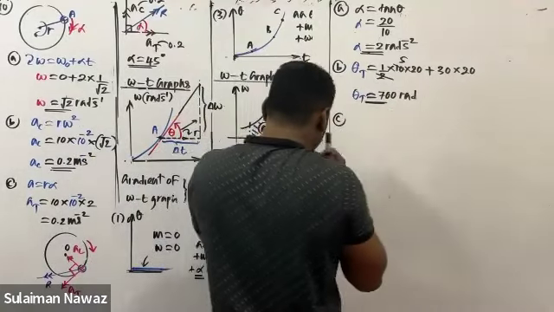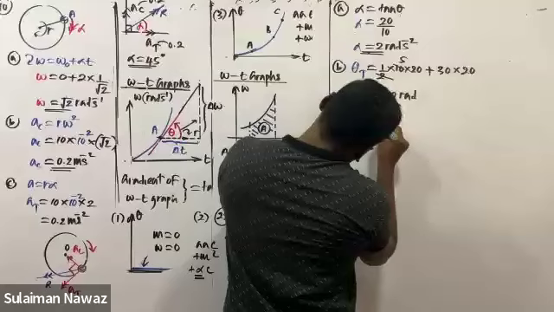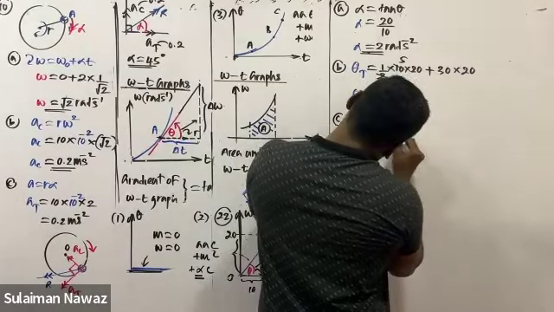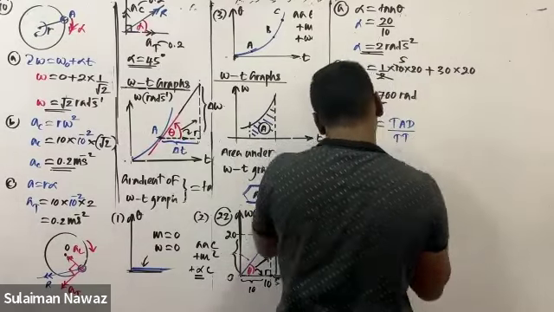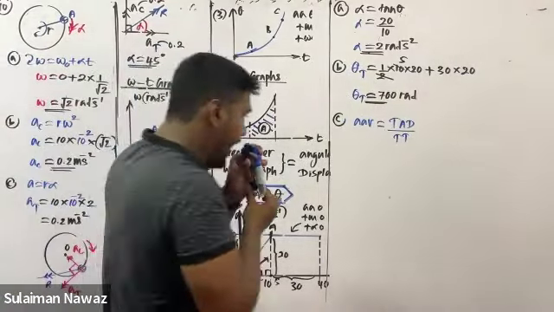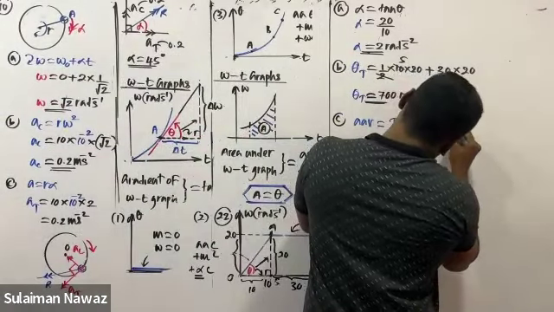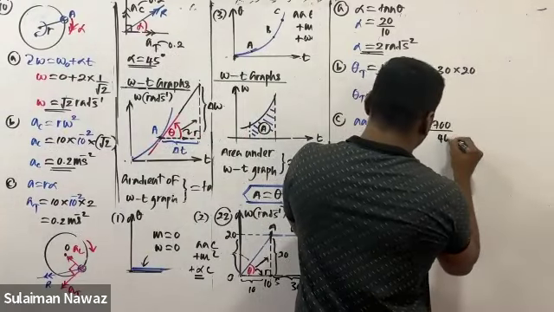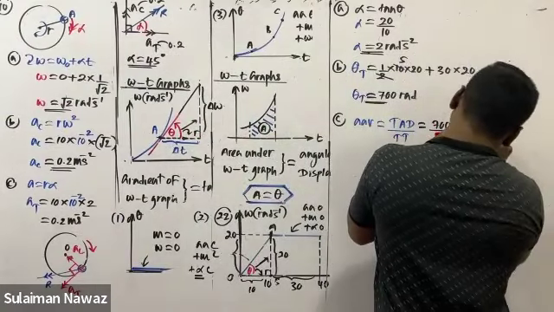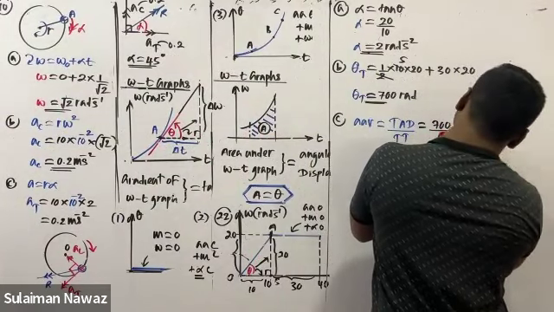So you know the equation for average angular velocity: total angular displacement over total time. Total angular displacement within 40 seconds, I found 700, over the total time of 40 seconds. Here 70 over 4 means 35 over 2, which is 17.5 rad per second. Average.